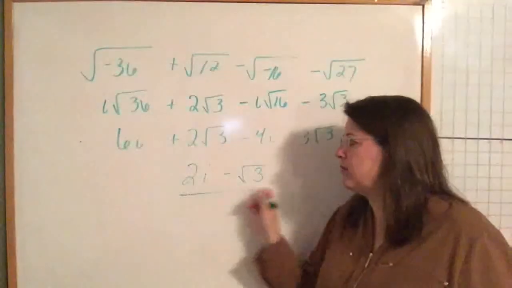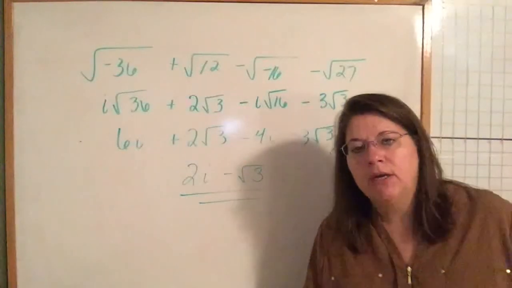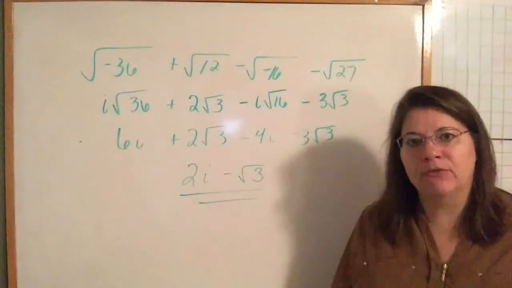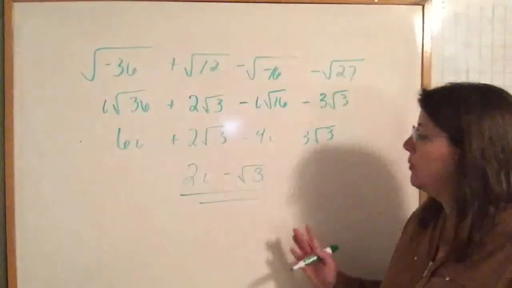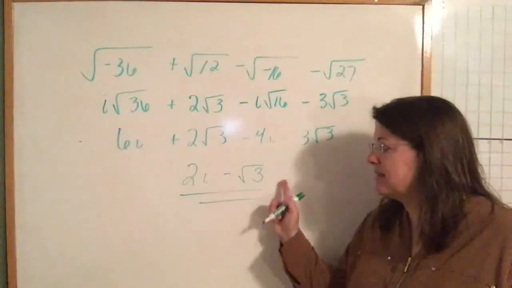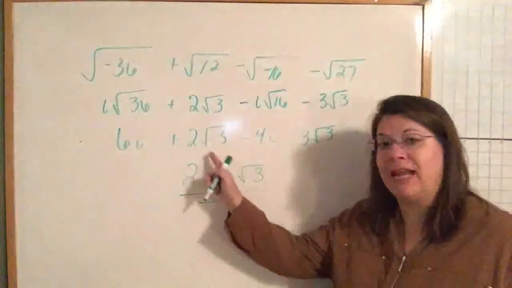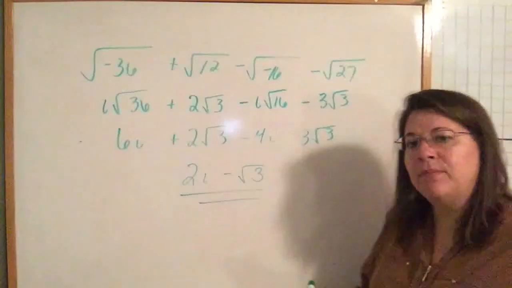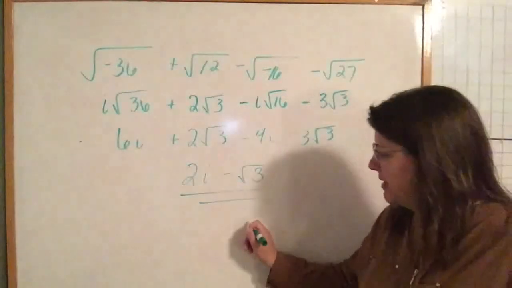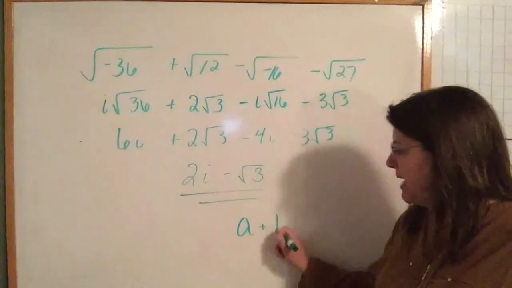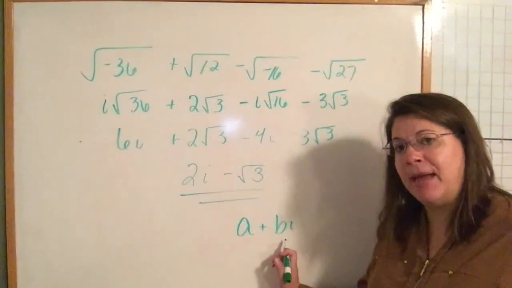Okay? This is the first introduction we have to a complex number. A complex number has a real part and an imaginary part, okay? The real part would be the part that doesn't have the i in it, and the imaginary part would be the part that has the i. And a lot of times they will refer to complex numbers as a plus bi. The a is the real part, the bi is the imaginary part.